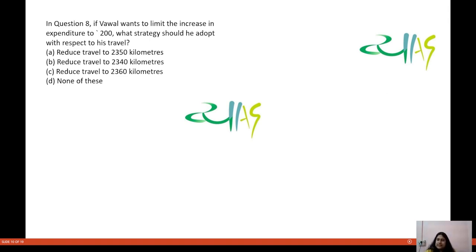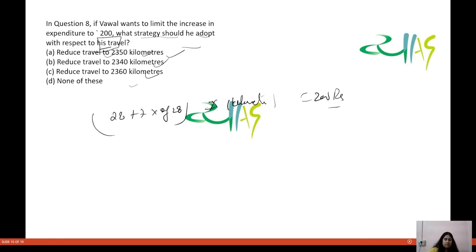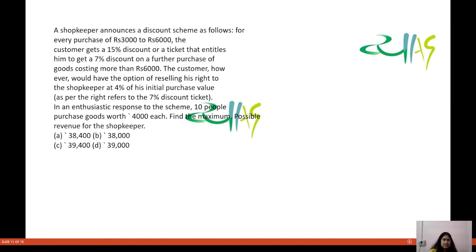Now see, this is a similar kind of question you can do. If Vowel wants to limit the increase in expenditure to rupees 200, what strategy should he follow? So reduce travel to 2340 kilometers, 2360 kilometers. Obviously you can find that 28 plus 7 percent of 28 into some kilometers will be equal to this 200 rupees. So you can definitely calculate from here. That is not a very big thing. That is the similar kind of question.